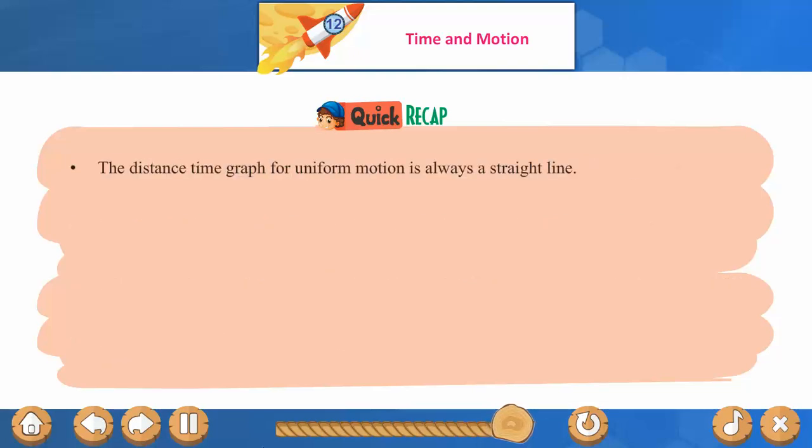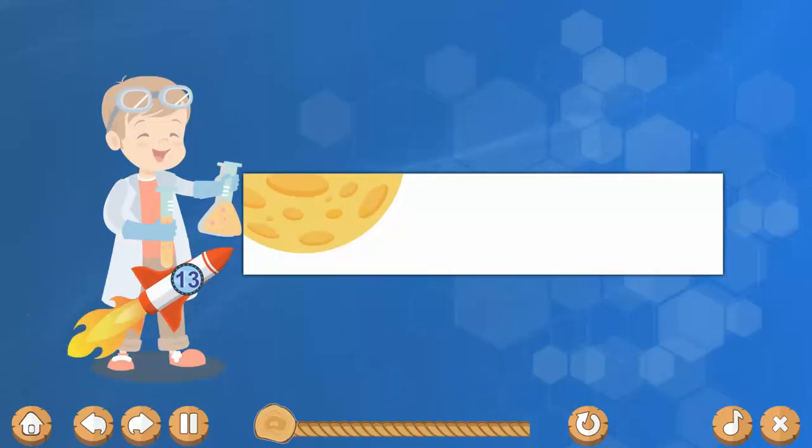The distance time graph for uniform motion is always a straight line. The distance time graph for non-uniform motion is a curved line. Chapter 3.